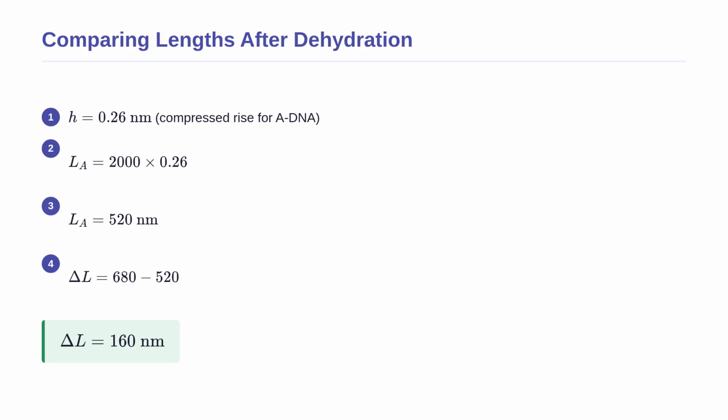Now, let us see what happens when this exact same DNA segment is exposed to severe dehydration, causing it to transition into aDNA. The number of base pairs remains 2,000, but the axial rise drops to 0.26 nanometers. Multiplying these gives a new length of 520 nanometers. To find the exact amount of physical compression, we subtract this new length from our original bDNA length. The result is 160 nanometers. This significant reduction perfectly illustrates how environmental changes can drastically alter the physical dimensions of a biomolecule.